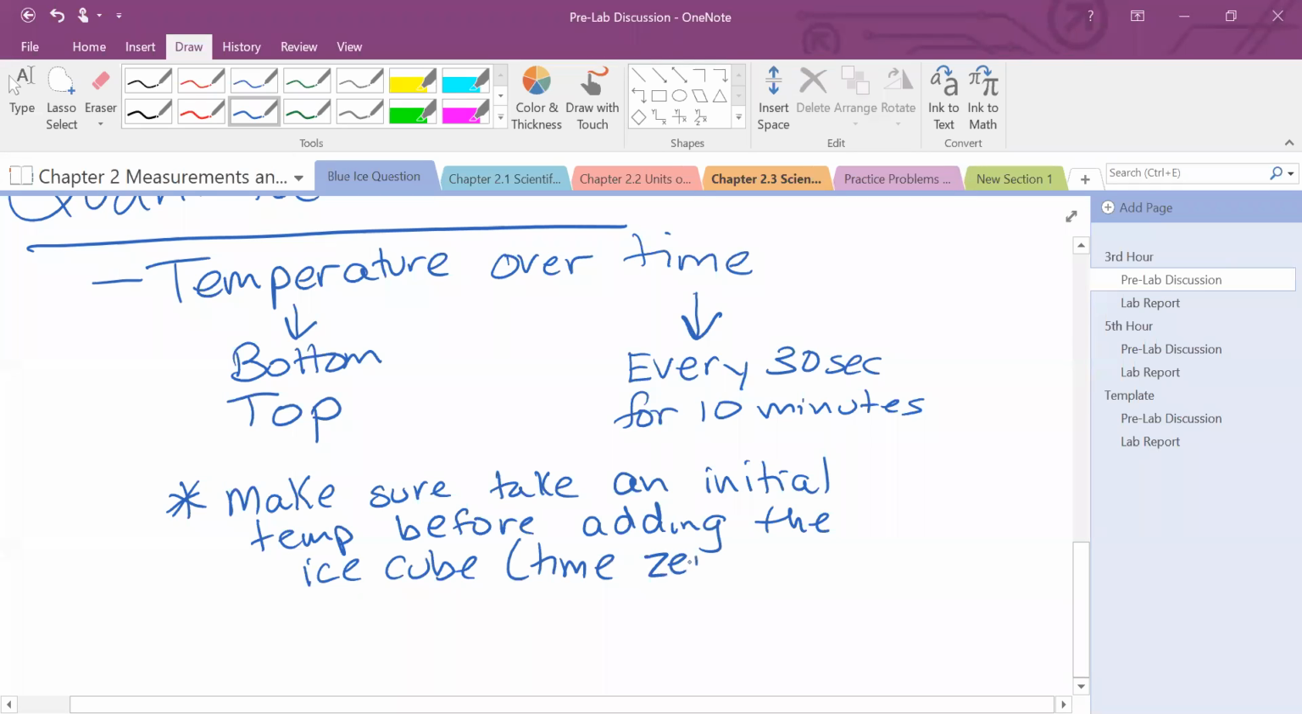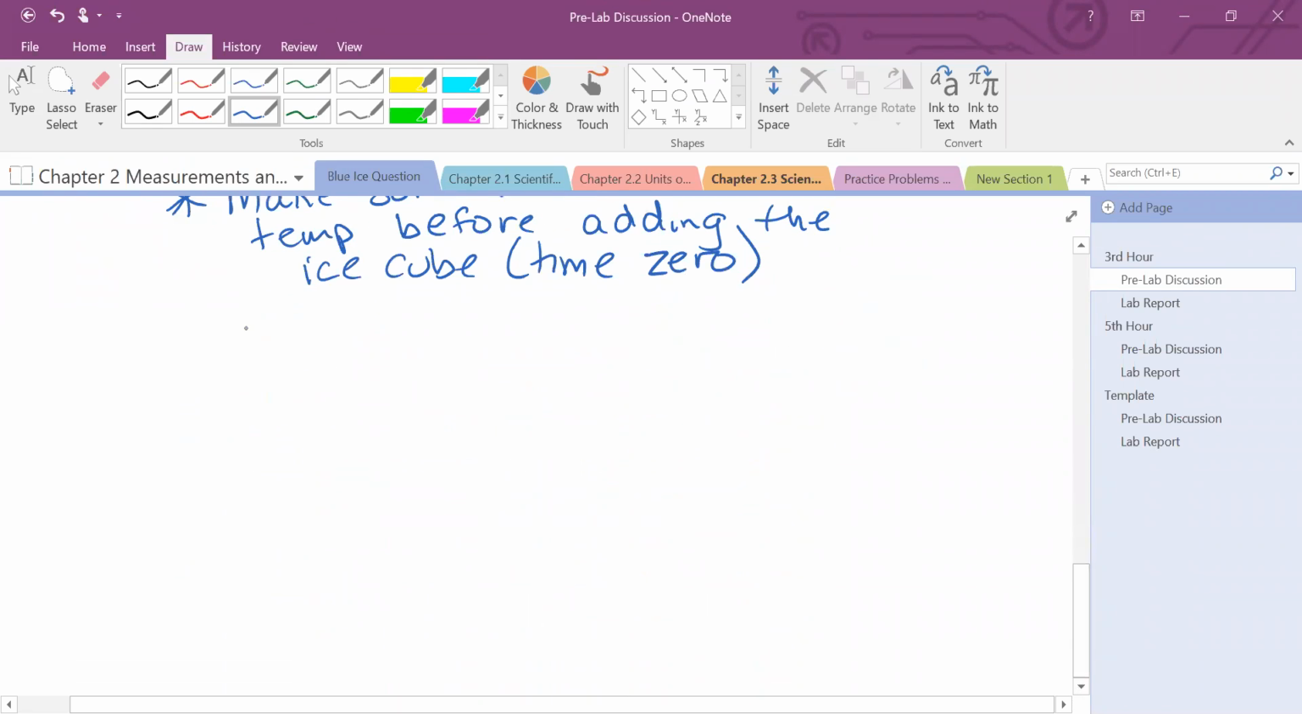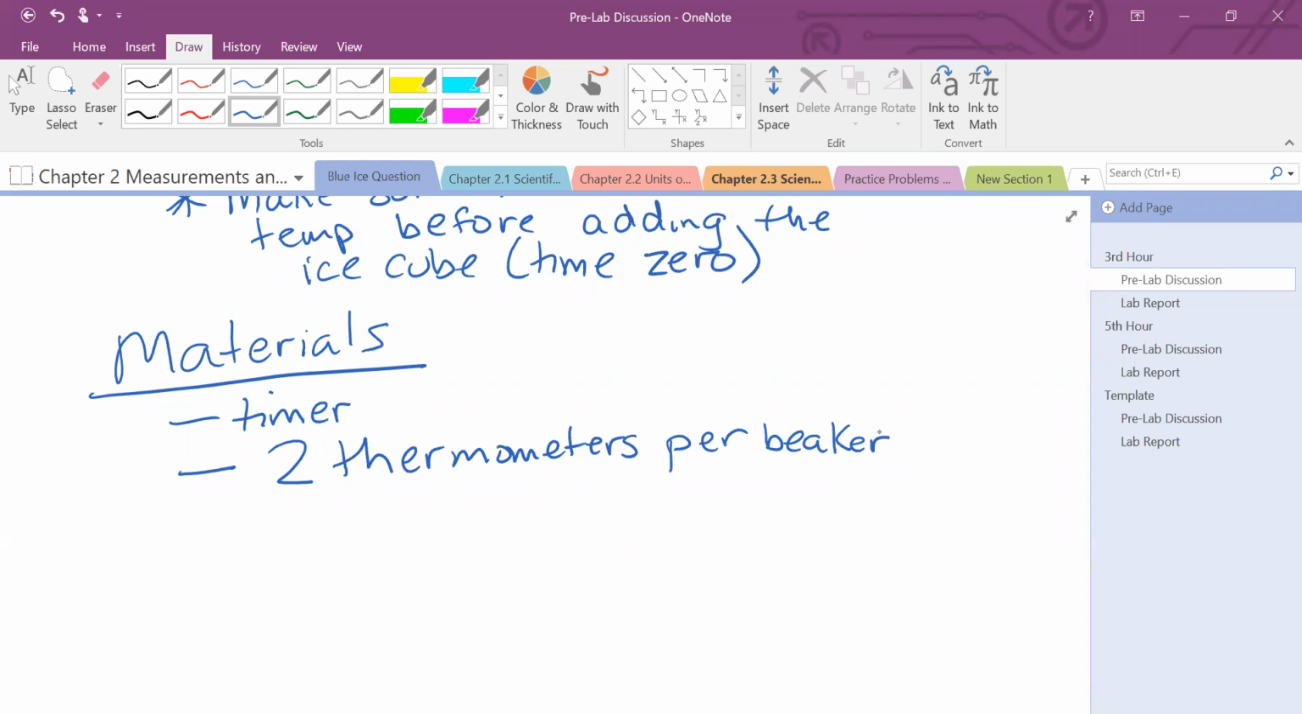So what materials do we need? Some of these will be the same as what we need for qualitative. What materials do we need? I see timer, which I will let you use your phone to take the time. Thermometer, so you need 2 thermometers per beaker. This is another reason why we're dividing it up and conquering, because you're going to be taking the time and temperature from 2 thermometers. If you had to do 2 beakers, 2 thermometers, 2 timers, it would be a lot. So this way, you each are just concentrating on 1 beaker with 2 thermometers.